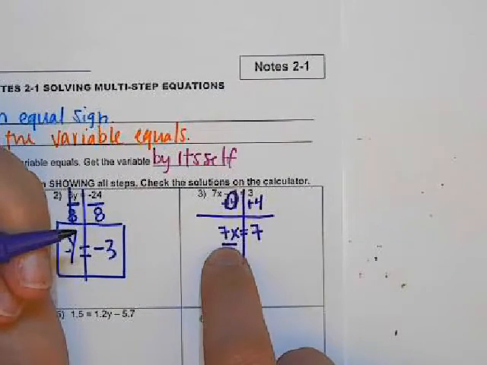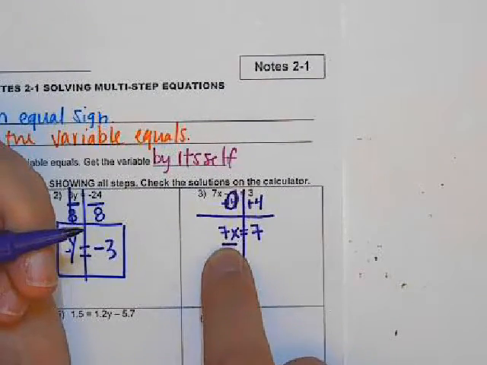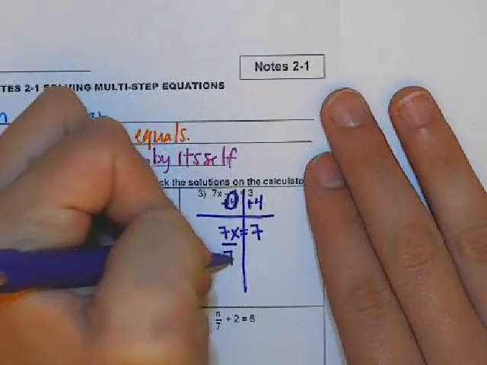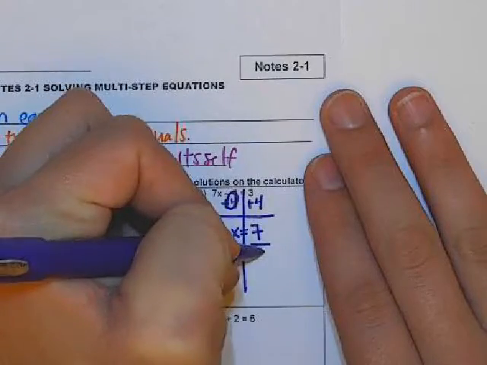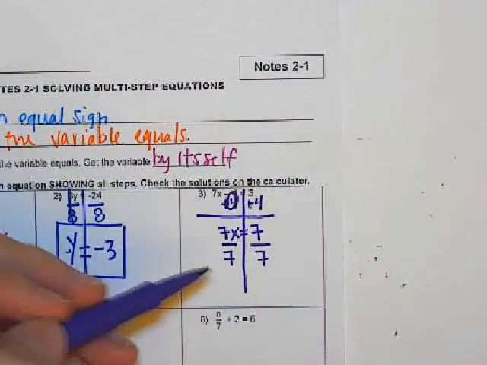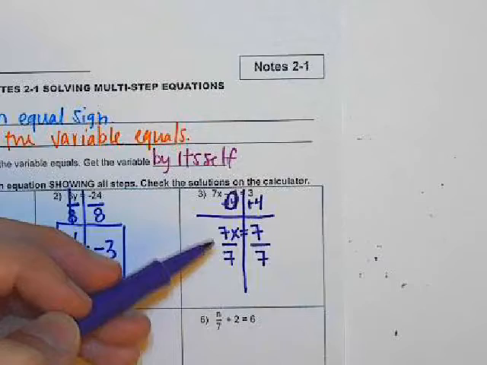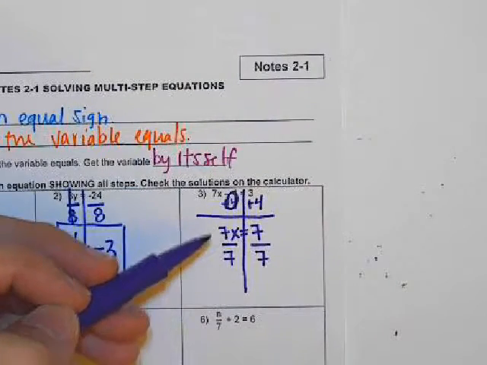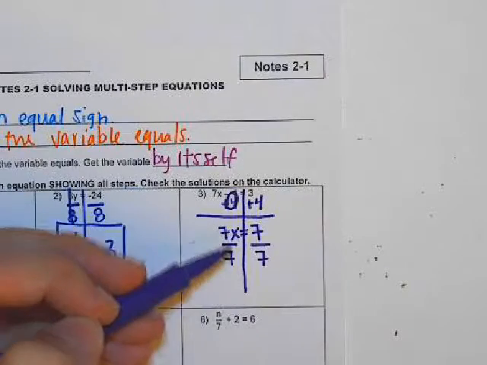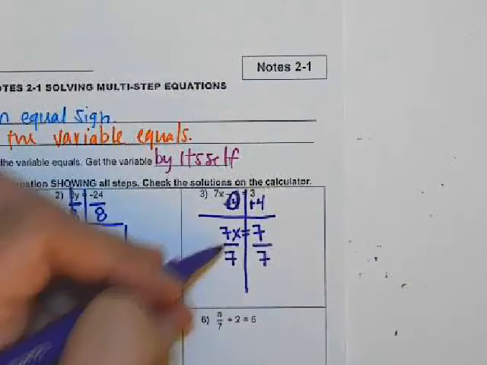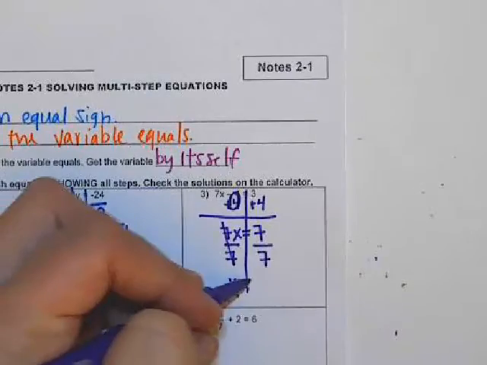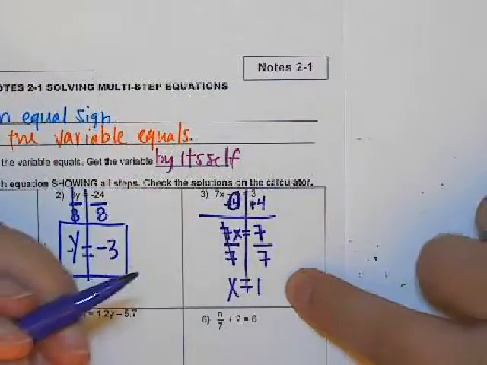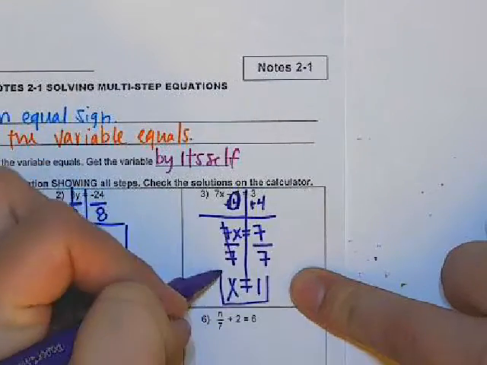If I divide, what am I dividing by? 7. The number right in front of the x, which is 7. What I do to one side, I do to the other. What's 7 over 7? 1. This is a 1x, right? This all equals 1x. Do I have to write the 1 in front of the x? No, so I just write x equals. Now, do I have to write the 1 over here? Yes, because I need to know that x equals 1.